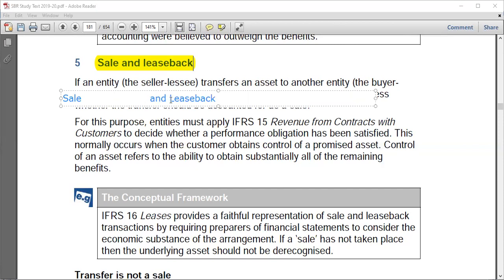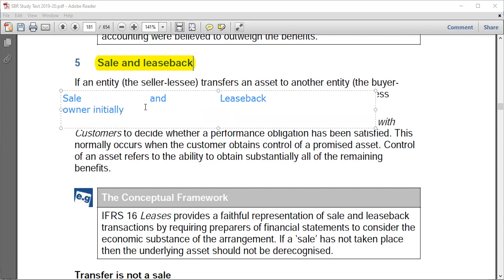Just try to compare them. If you sell something and they lease it back, will you be the lessor or the lessee? Initially you were the owner, then you sold it. So if you sell something, you are the owner. Then after selling it, you lease it back. That means now you are not the owner, now you are the lessee, right?